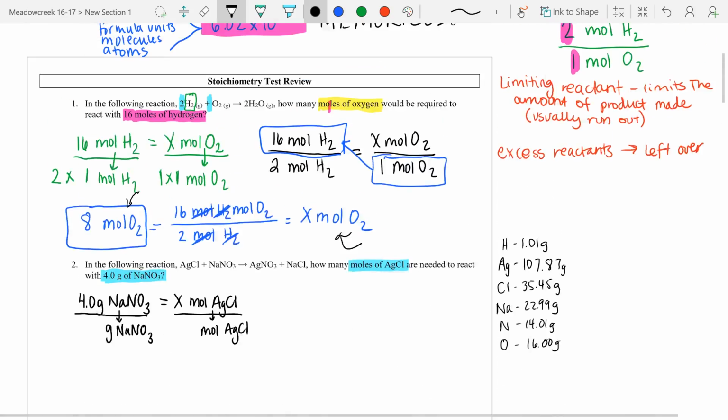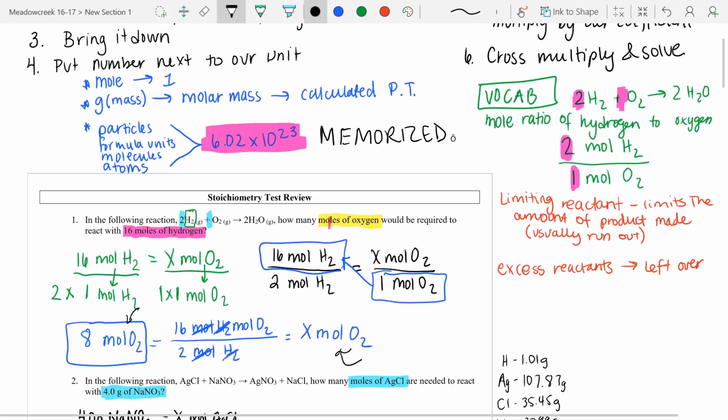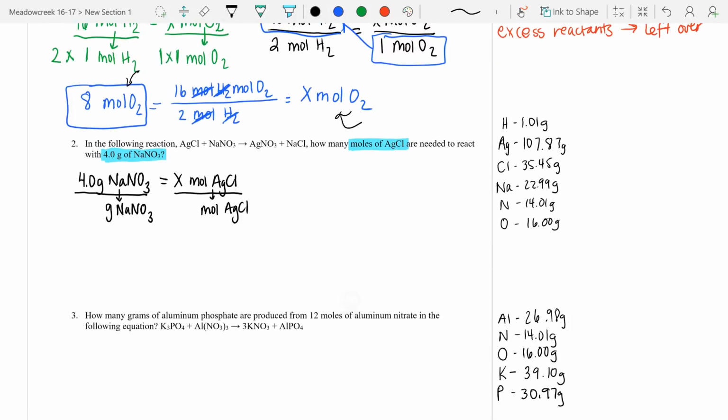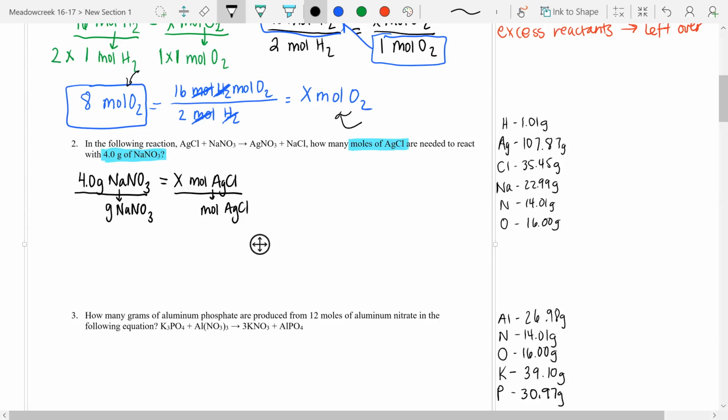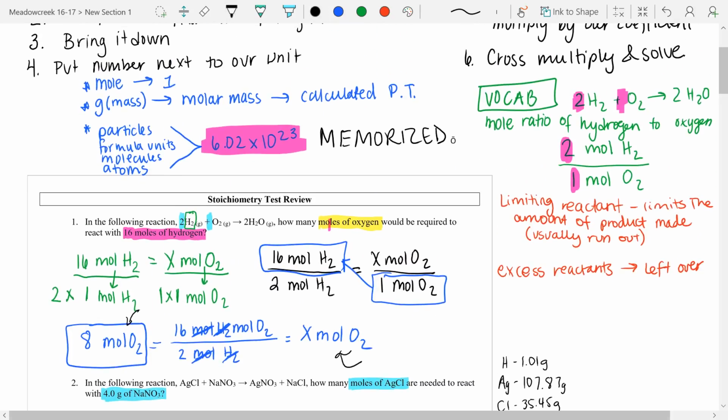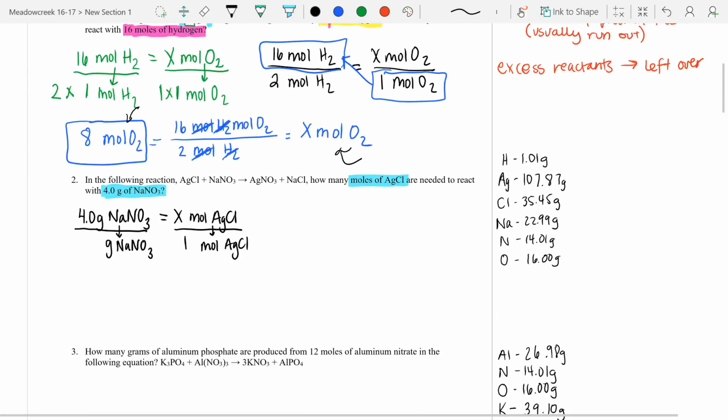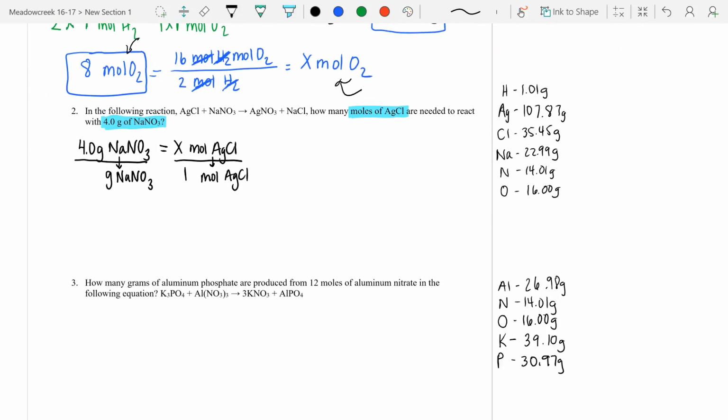So let's go back and review. If it says mole, we write a 1. So I see a mole here, so I'm going to write a 1. And if we look, grams is our mass, which means I have to calculate my molar mass, and we calculate it by using our periodic table.